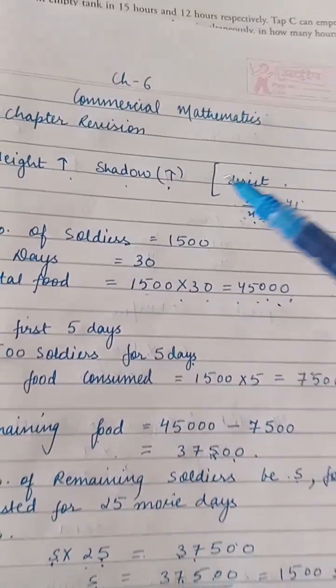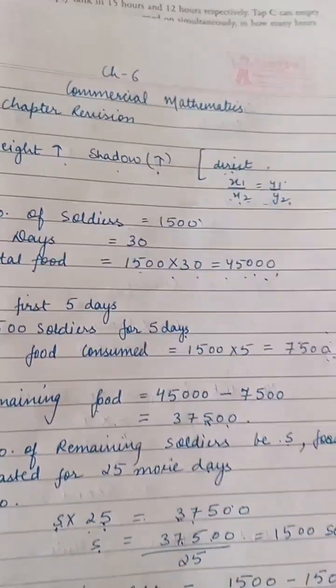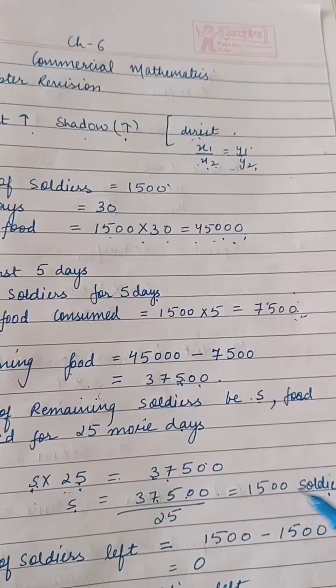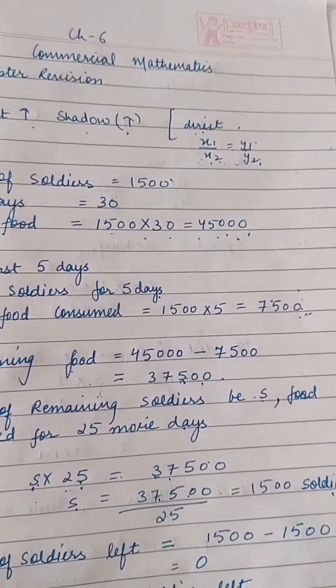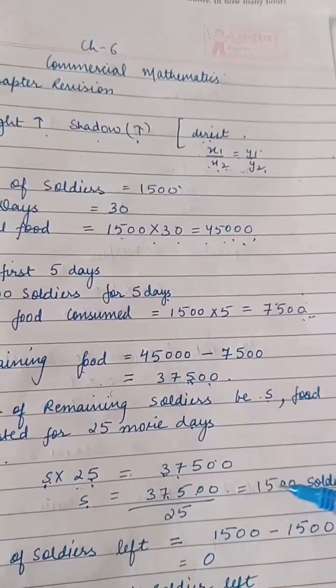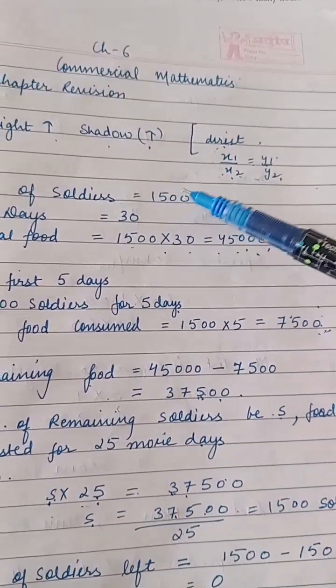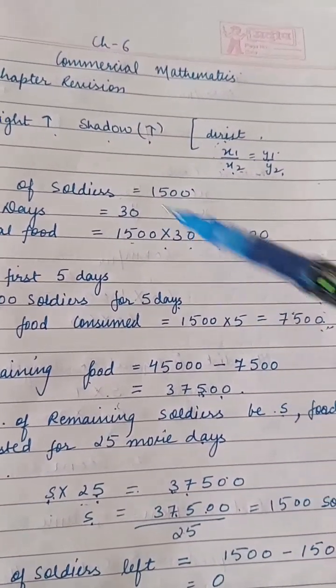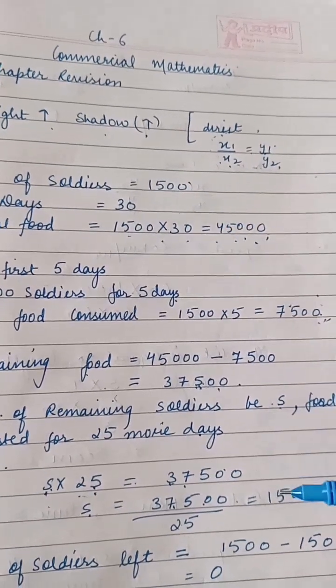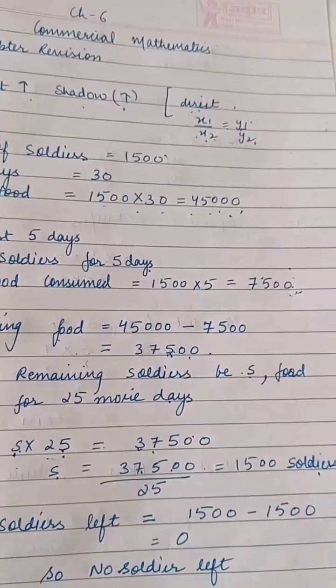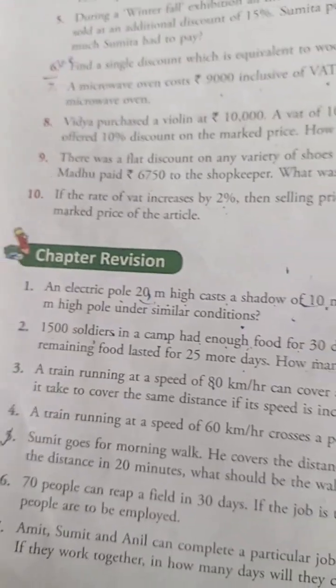And initially how many soldiers were there? 1500. Now how many soldiers are there? Still 1500. So when we subtract them, the remaining soldiers and the initial soldiers are the same. So did any of the soldiers leave the camp? No, because there is no difference, so no soldier left the camp. Okay, coming to the third question.